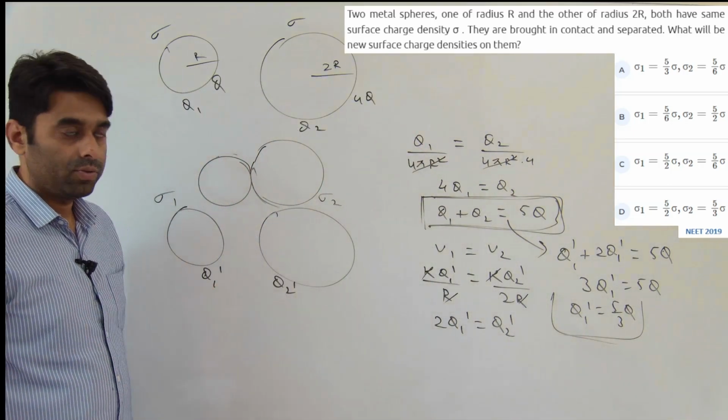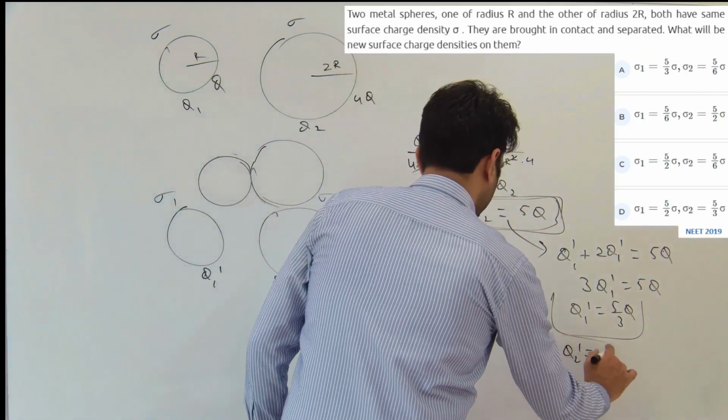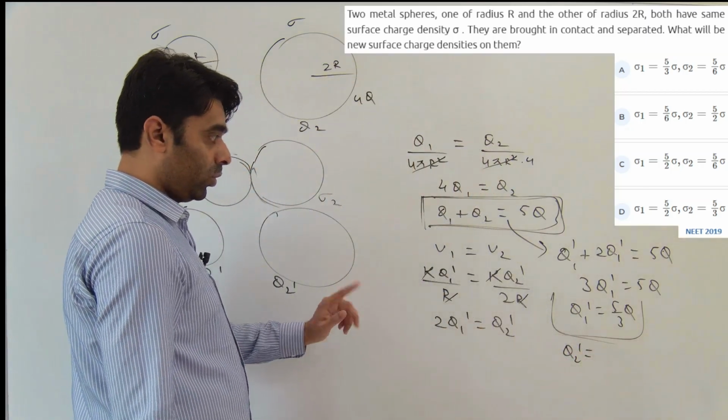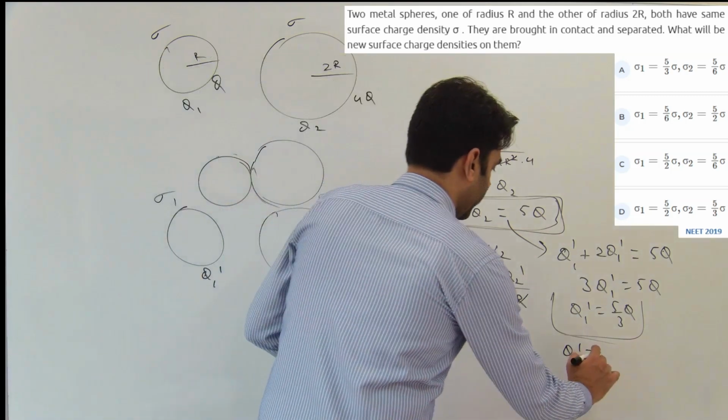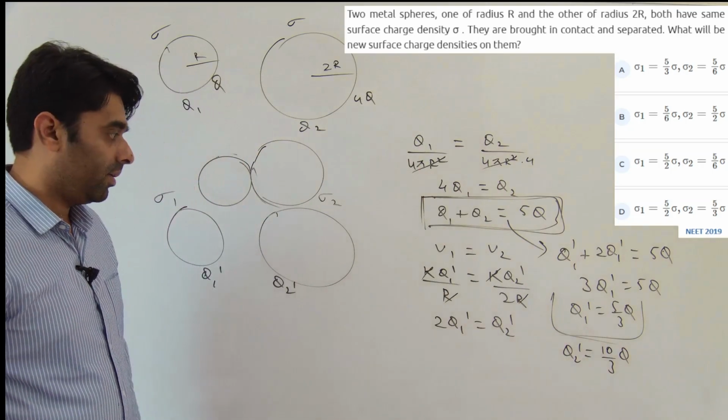Now it is a simple story. If q1' is 5 by 3 q, q2' will be how much? It will become 2 times this. So we will get over here 10 by 3 q. Right, it will be 10 by 3 q.